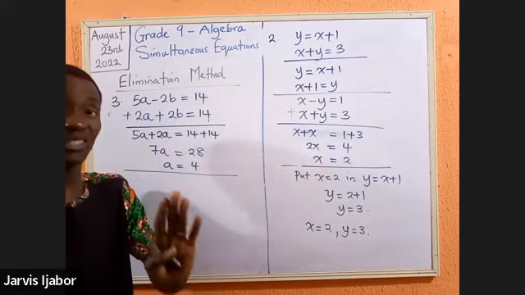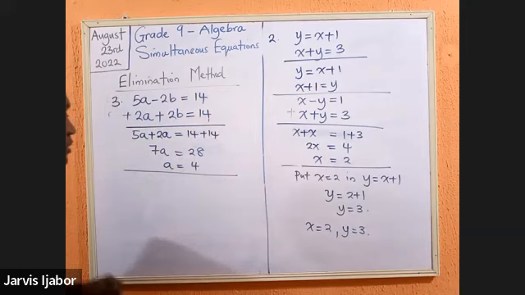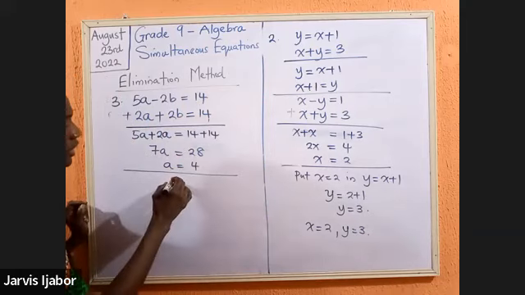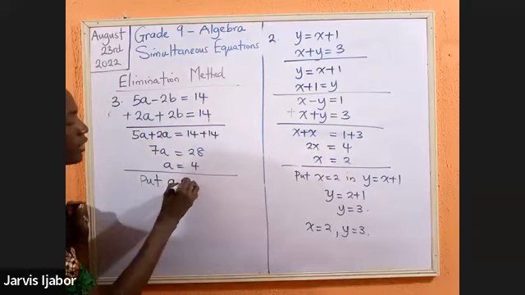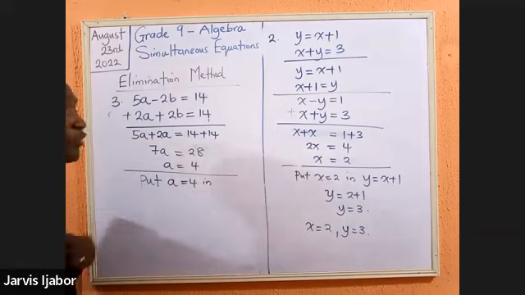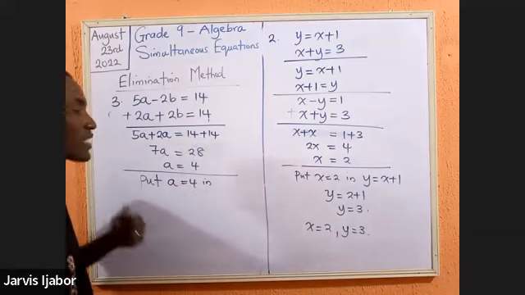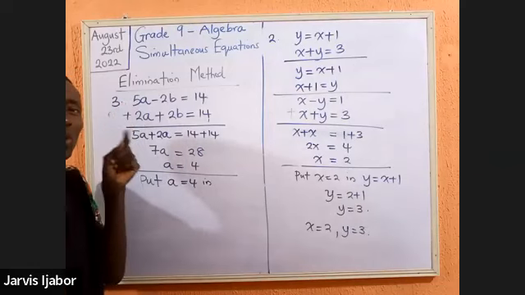It's not relevant in this question because the objective is to try to eliminate. So with this, we put a equal to 4 in. Now, when I'm putting in any of the equations, as much as possible, avoid the coefficient of what you are looking for to be negative.